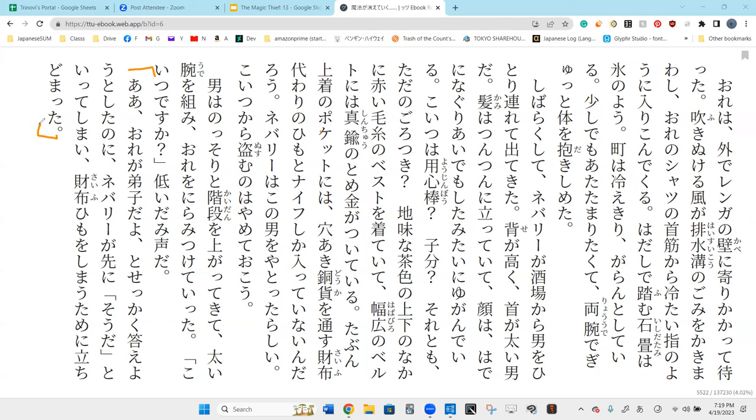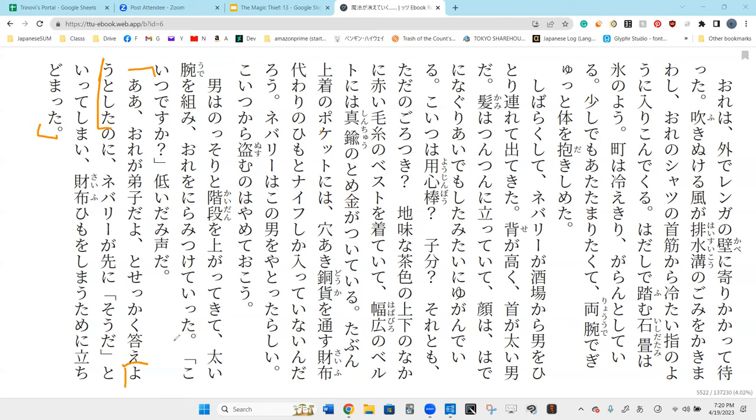Deshi da yo. I'm the apprentice. Tosekaku is an adverb here describing the kotae, the answer. Kotae yo, and utoshita no ni, yo to shita no ni.